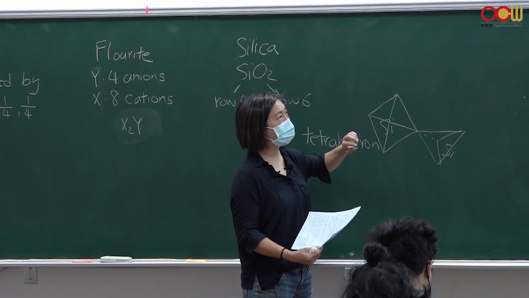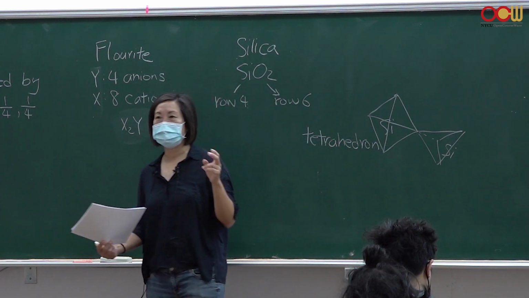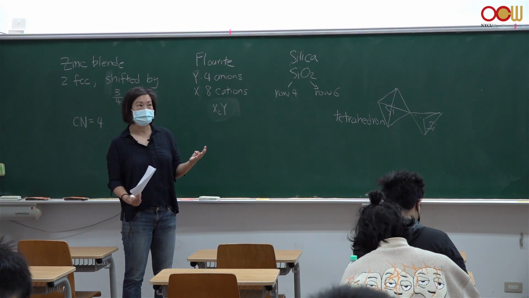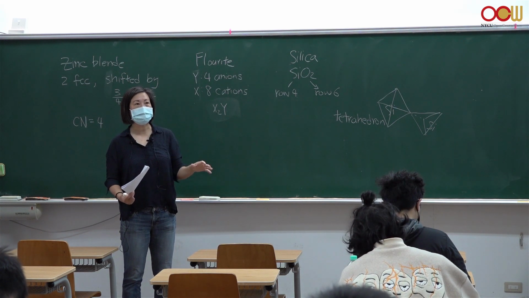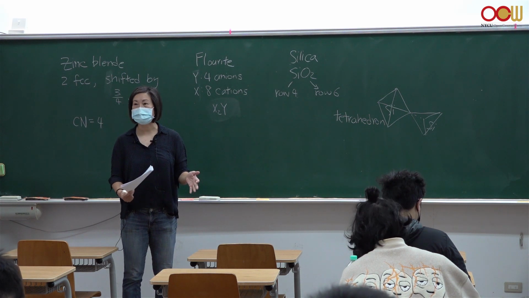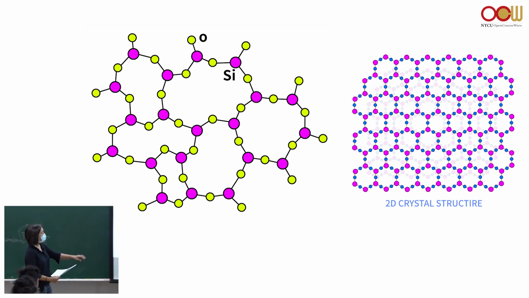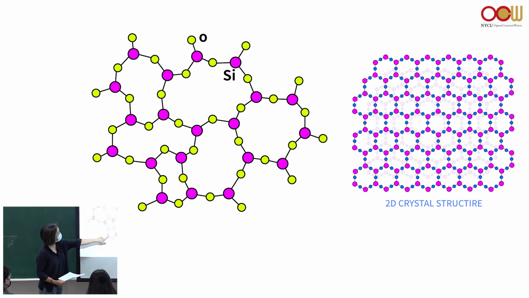So all of the oxygens are connected to 2 silicon, and all of the silicon are connected to 4 oxygen. That's the basic structure of any kind of silica. Silica is SiO2. Here you see, this is the silicon, these are the oxygens. It's just 2-dimensional, it doesn't show all 4.